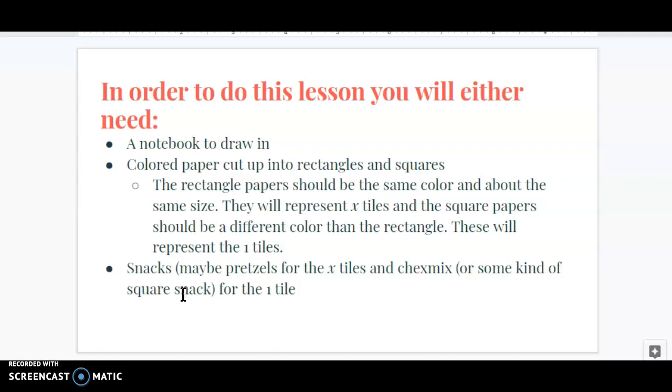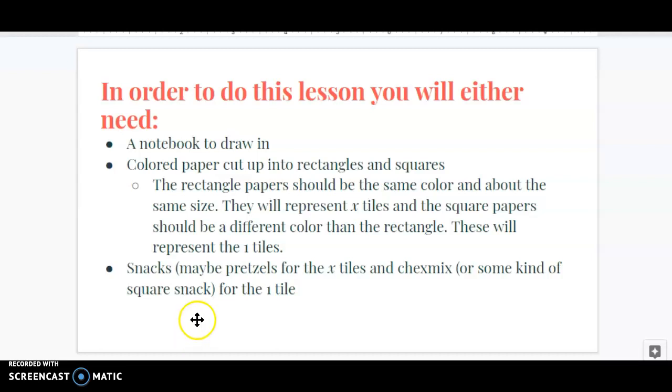The rectangle paper should be the same color and about the same size, and they're going to represent X tiles. The square paper should be a different color than the rectangle, and these are going to represent your 1 tiles. You could also use snacks if you wanted. Something I saw online was people use pretzels for the X tiles and Chex Mix or some kind of square snack for the 1 tile. It doesn't have to be a square snack. You could use goldfish or maybe candy.